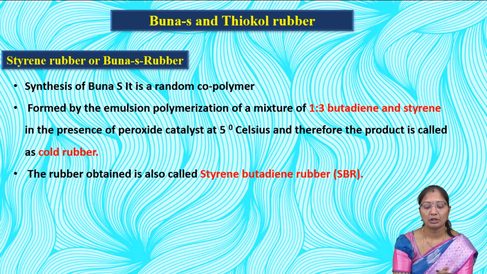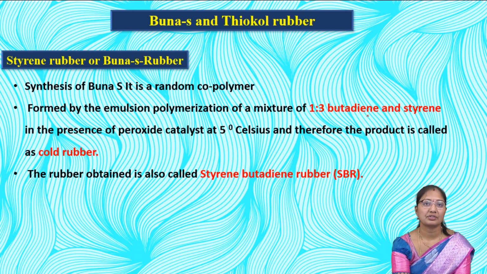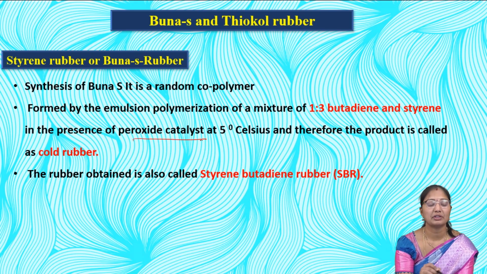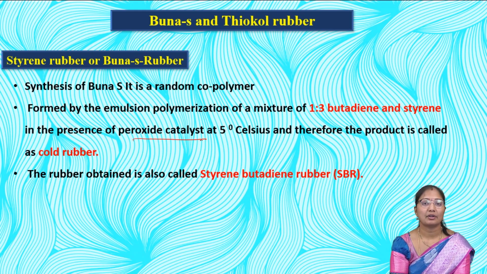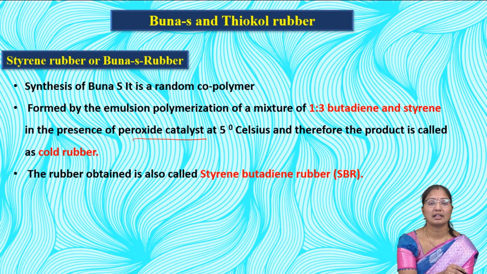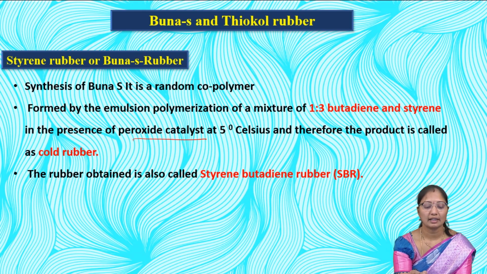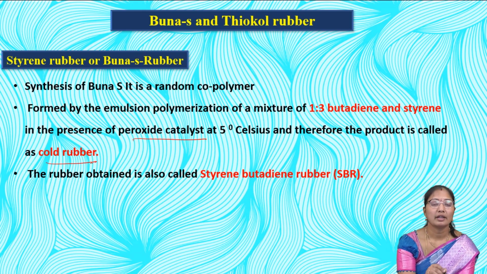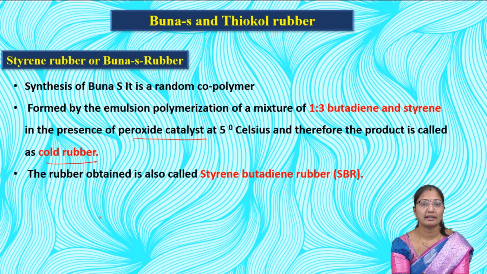The emulsion polymerization of a mixture of 1,3-butadiene and styrene also happens in the presence of a peroxide catalyst, which is carried out at 5 degrees centigrade, whereas in the last slide, sodium acts as a catalyst. Here, in this SBR, the peroxide is acting as a catalyst, and the reaction takes place at 5 degrees centigrade. This is why this is also called cold rubber. Whereas in the last slide, heat has to be there, and this is a different process of making the Buna-S rubber. This is called styrene butadiene rubber.